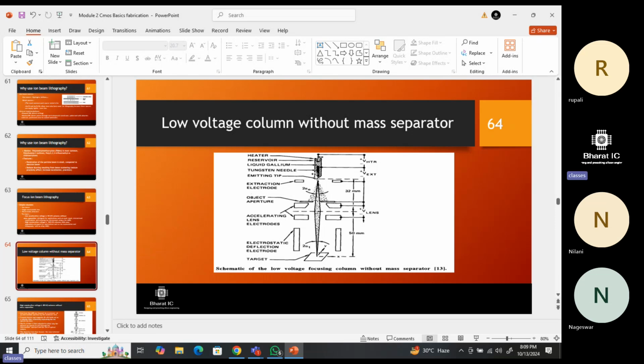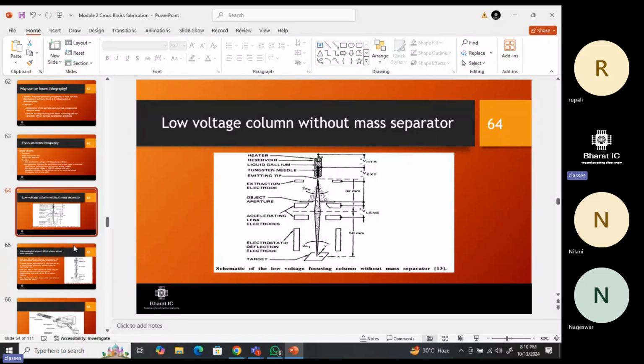Okay, so this is the ion beam lithography structure. Remember this structure by practicing it on paper. If someone asks how the ion beam lithography structure looks, you can just draw it. Just write heater, liquid gallium or reservoir, tungsten tip, that much. Then put one or two lenses in between, the accelerating lens or electrode. Put these lenses here, and at last you can put the target. Simple. Done. This is the structure of ion beam lithography, how it looks.